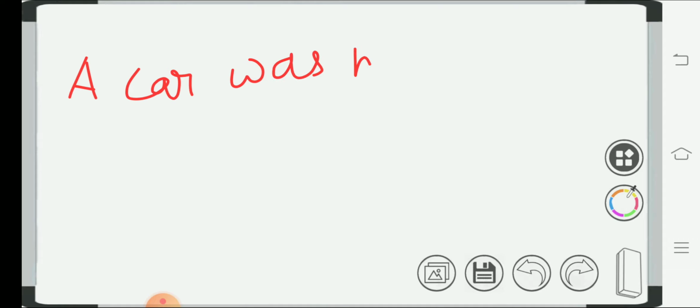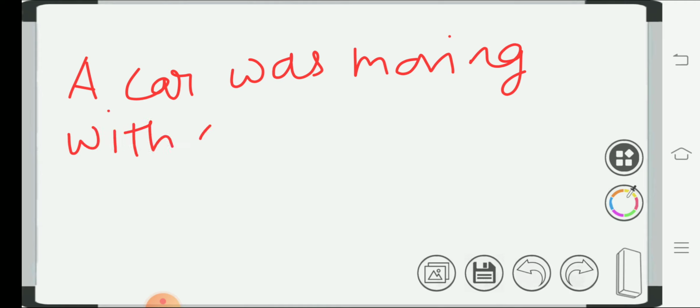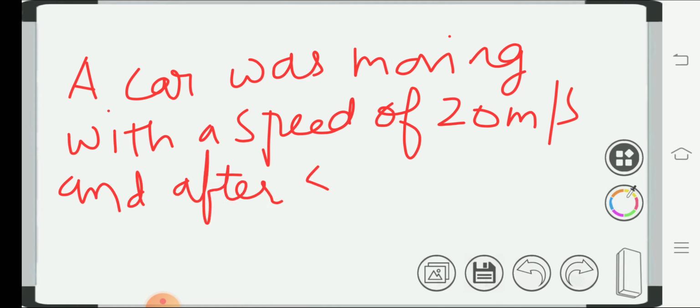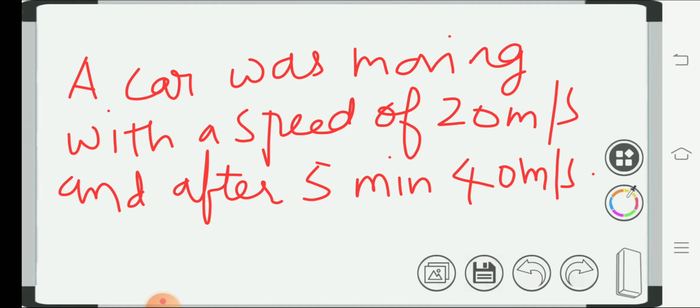Let me explain through an example. A car was moving with a speed of 20 meter per second, and after 5 minutes its speed became 40 meter per second. Now what is its initial velocity? Initial velocity u is 20 meter per second, and the final velocity v will become 40 meter per second.